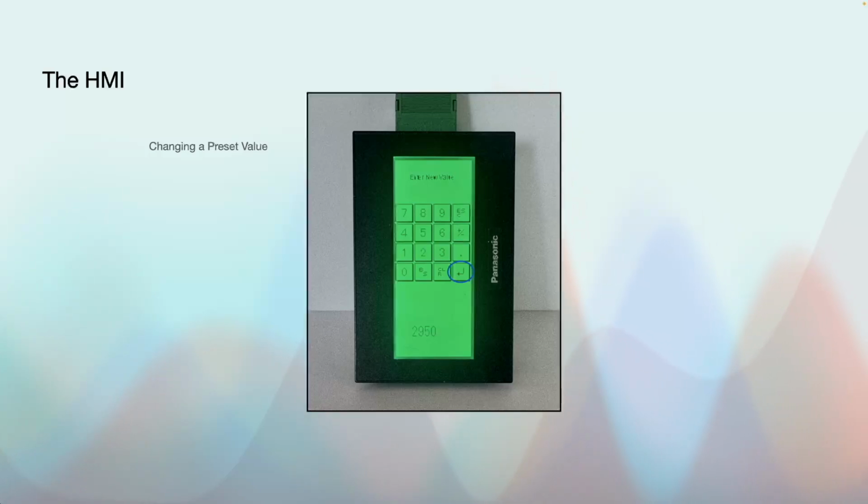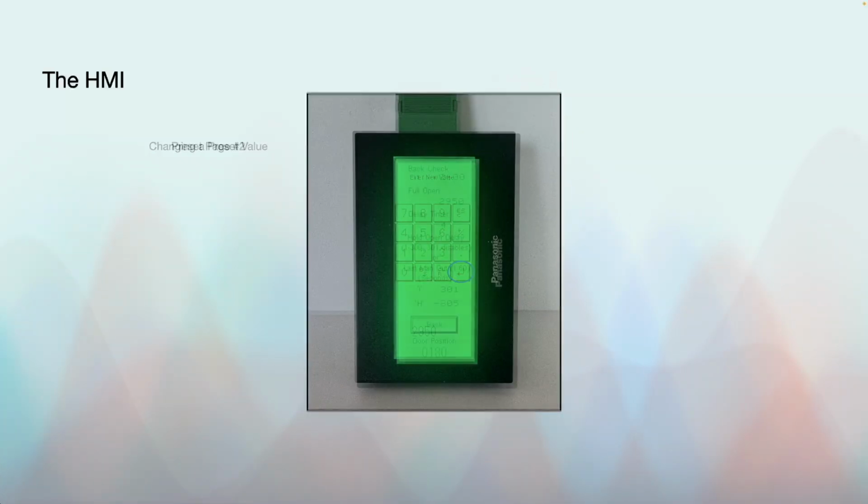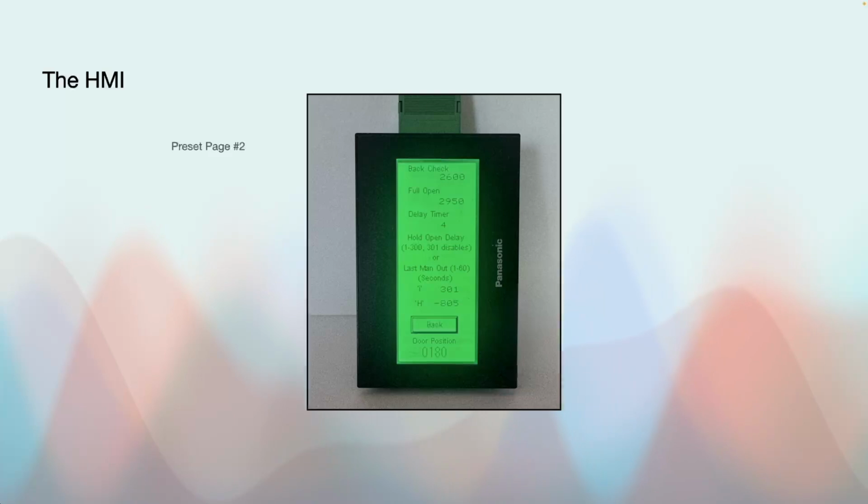A word on the full open preset. The default value from the factory is set lower than what would normally be 90 degrees of door swing. This is to prevent the door from hitting a floor stop or a door handle from running into a wall. On a new installation, this preset may need to be increased to achieve a full 90-degree door swing. A good rule of thumb is to adjust in 30-point increments. The real-time door position value should always be increasing when the door is opening and decreasing when it's closing.